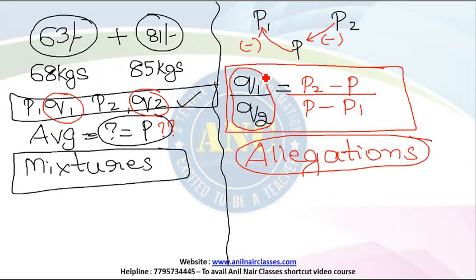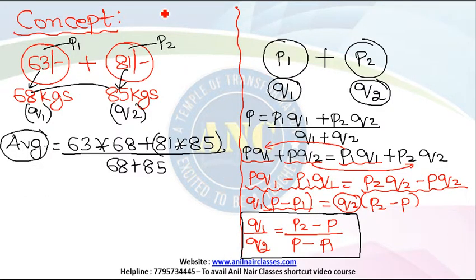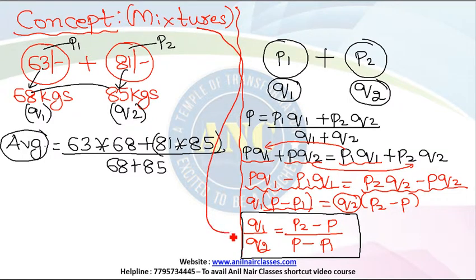That is the only difference between mixtures and alligations. Whatever is given in mixtures will be asked in alligations, and whatever is given in alligations will be asked in mixtures. If you observe carefully, this is a problem on mixtures. By using the concept of mixtures, I derived the corollary for alligation. That means they both are absolutely the same thing. There is no difference between both of them.